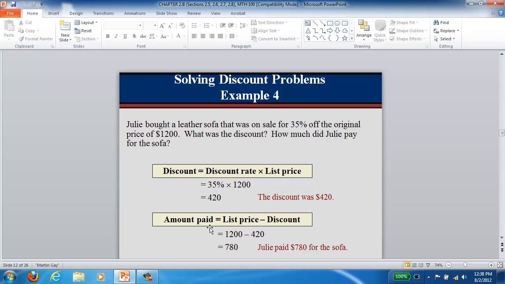The amount paid is your list price minus the $420. So the list price was $1,200 minus the discount of $420. Therefore, Julie paid $780 for the sofa.